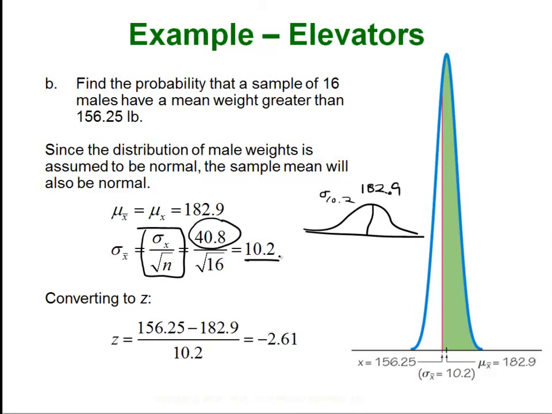And so the question is, what's the probability that somebody is 156 or above? Well, 156 is over here, to the left of the mean. So we're looking for all of this stuff, 156.25. So ask yourself, is the answer going to be greater than 50 or less than 50%? And you say, well, it's going to be greater than 50% according to the picture.